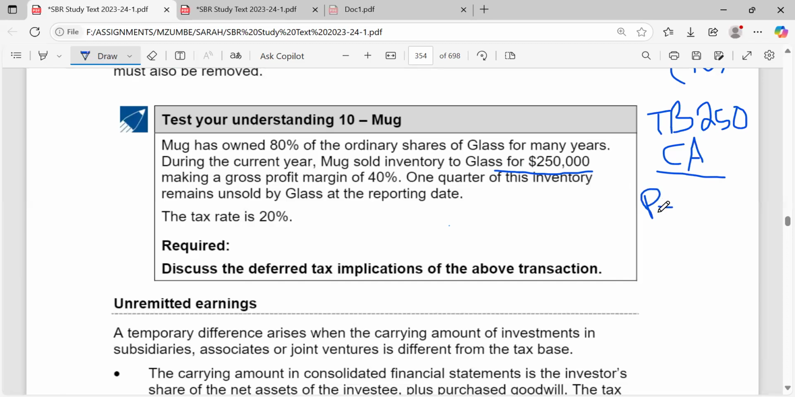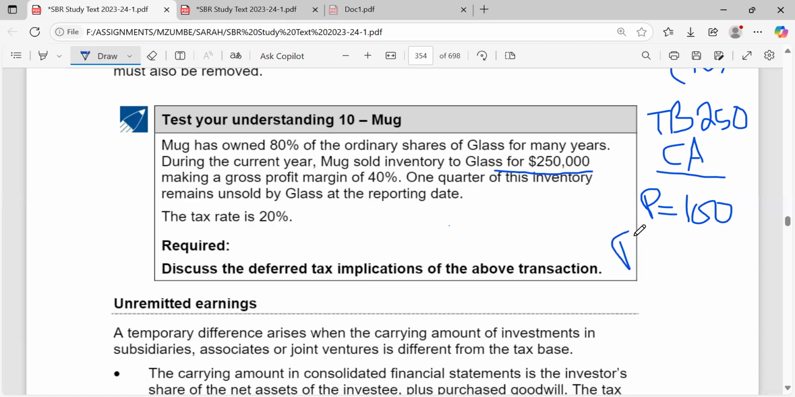Profit, you can take the gross profit margin times the selling price, right? So 40% times 250 would get 100,000. I'll just write 100 here. And now we need the provision for unrealized profit. Unrealized profit is the percentage of profit that still remains with the books, the amount of profit embedded in inventory that is yet to be sold, right? We are told 1/4 of this inventory remains unsold by glass at the reporting date.